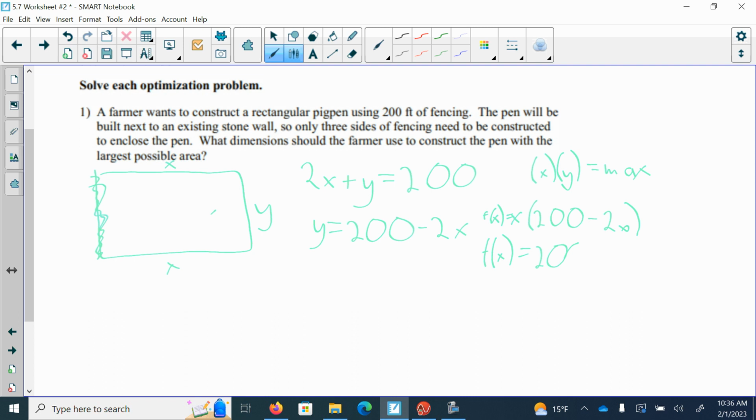So I don't know what he's doing now. Oh, now he's doing X times Y. That's what he's going to try and maximize because that's the area. He's substituting in his Y.